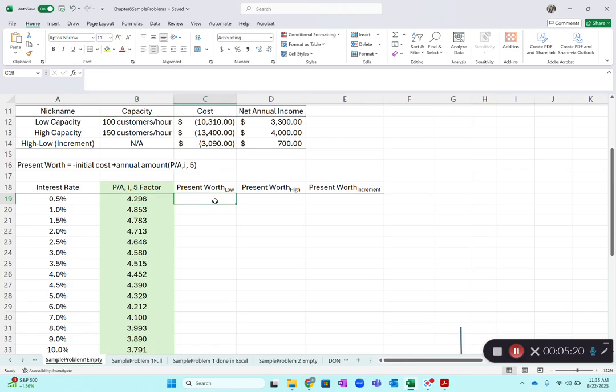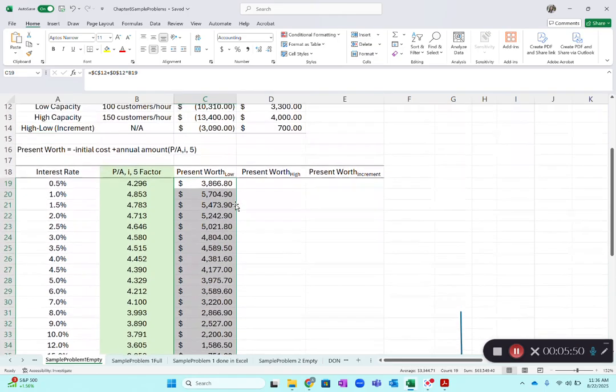Okay, so now I'm going to actually get into it with these. The present worth of my low capacity is just going to be my initial cost. Remember, that's already a negative. Then plus my income times my factor. I'm going to lock these two cells, and I'm sure you know how to do that, but in case you're wondering, that's just F4. And then I will drag that all the way down.